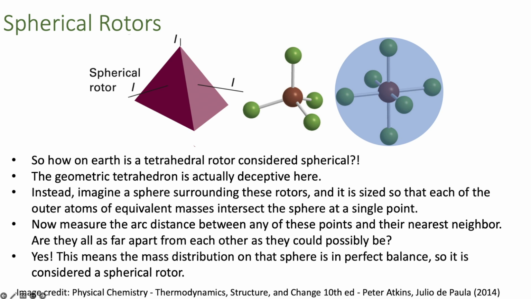If you learned the VSEPR theory stuff in organic, this should maybe remind you of that. They're as far apart as they can get. So this means that the mass distribution on that sphere is already in perfect balance. So yeah, this is considered a spherical rotor. These two images on the screen are truly spherical rotors.